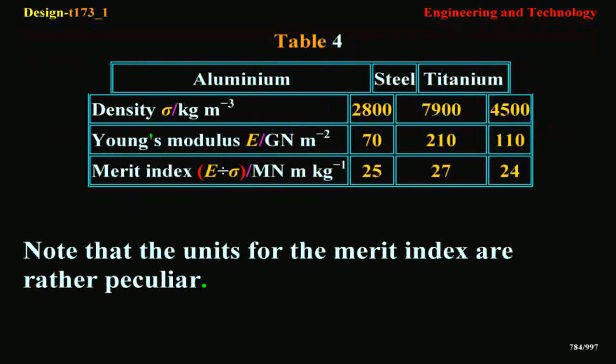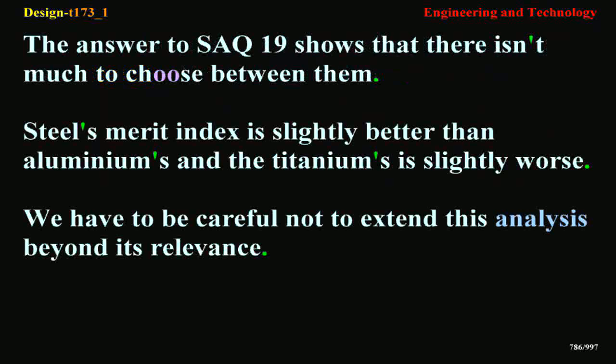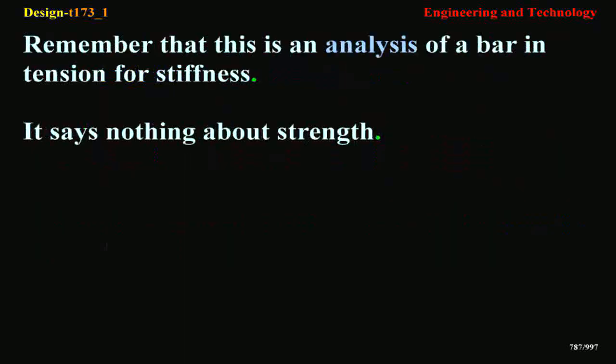Note that the units for the merit index are rather peculiar. They are dependent on the criterion which has been selected for the merit index. The answer to SAQ 19 shows that there isn't much to choose between them. Steel's merit index is slightly better than aluminum's and titanium's is slightly worse. We have to be careful not to extend this analysis beyond its relevance. Remember that this is an analysis of a bar in tension for stiffness. It says nothing about strength.